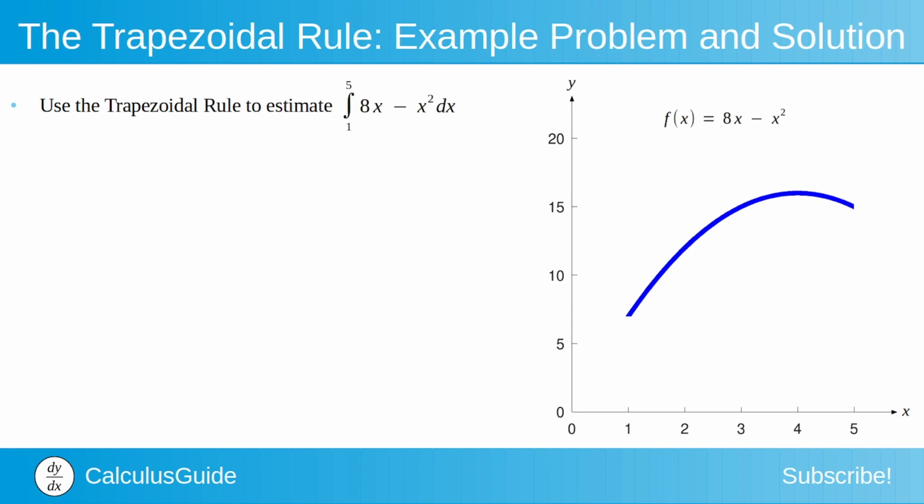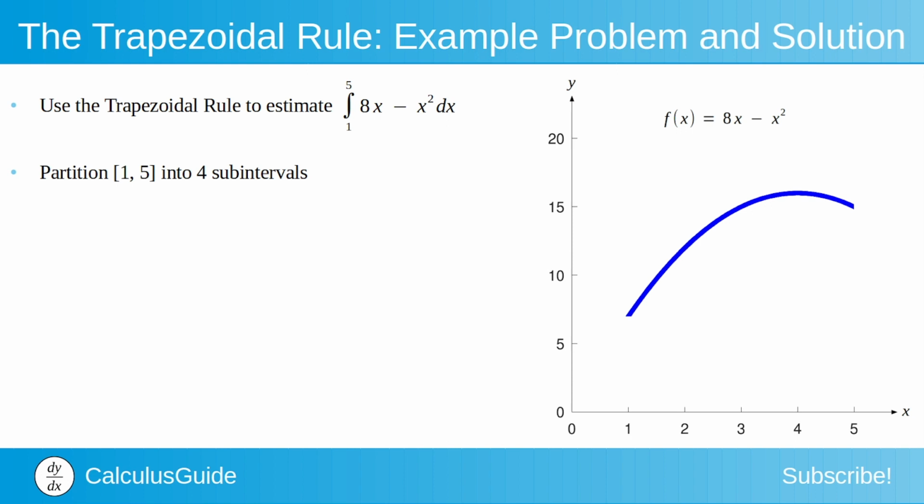In this example problem and solution, I want to use the trapezoidal rule to estimate the integral from 1 to 5 of 8x minus x squared with respect to x. A plot of the function f of x equal to 8x minus x squared on the closed interval from x equal to 1 to x equal to 5 is now shown to the right. In this example, I'm going to partition the closed interval from 1 to 5 into 4 subintervals.